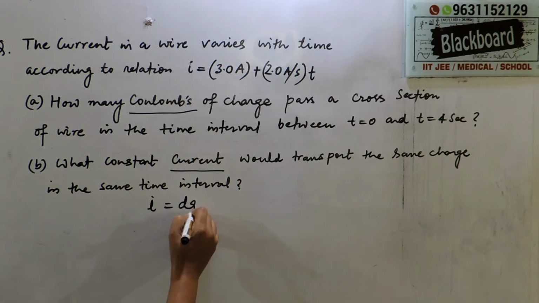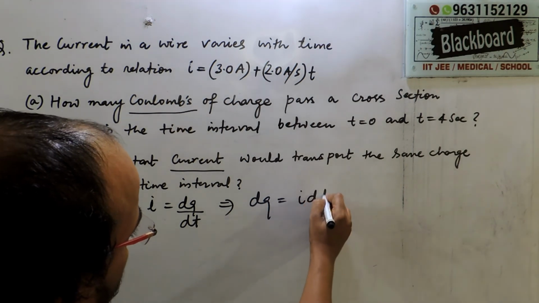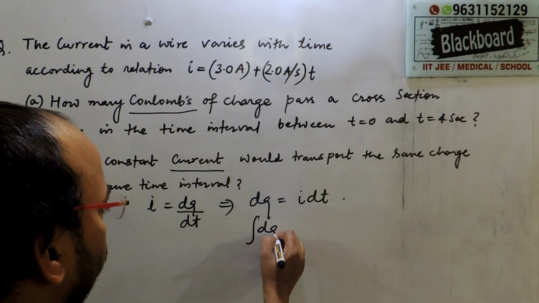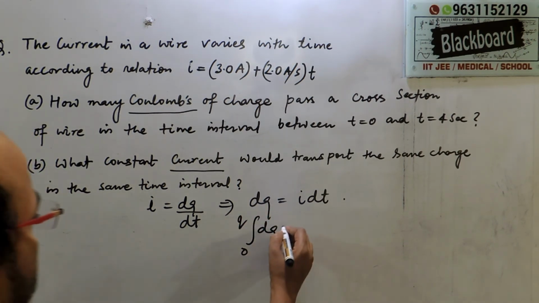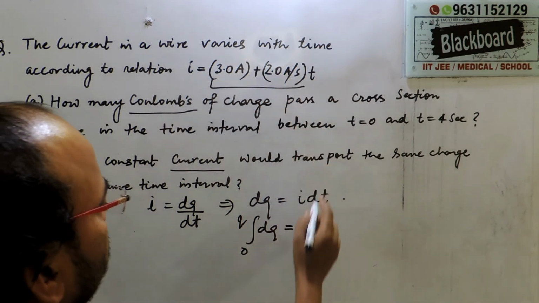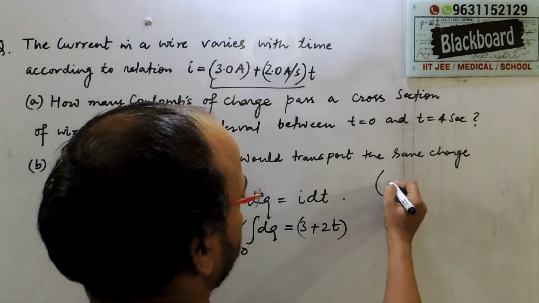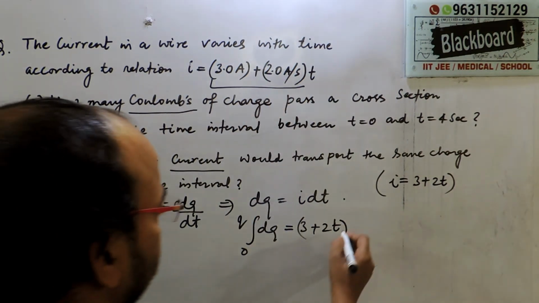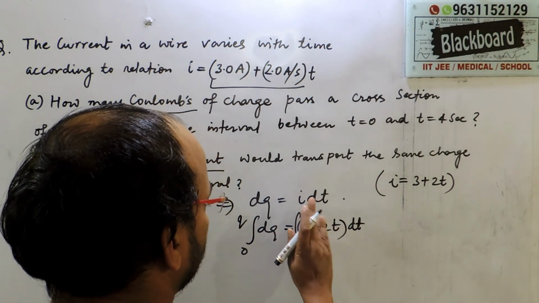So you know dq by dt, that implies dq is equal to I dt, and here you have to integrate it from time interval 0 to 4 second. That means integrate dq from 0 to q, this is the amount of charge, and here I is given as 3 plus 2t, that means 3 plus 2t is the current. The current is the given expression I equals 3 plus 2t, and here this is dt, and the time interval is 0 to 4 second.